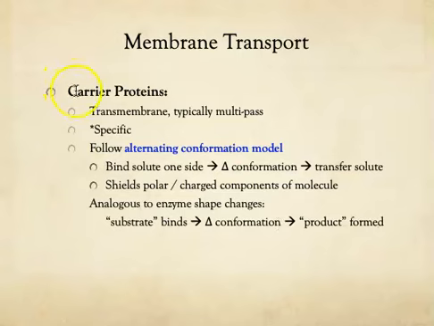What's happening with a carrier protein is very similar, although we're not talking about catalysis with a carrier protein. When the solute binds to the carrier protein on one side, the carrier protein will change shape, and it will pull that solute across the membrane and let it go on the other side.